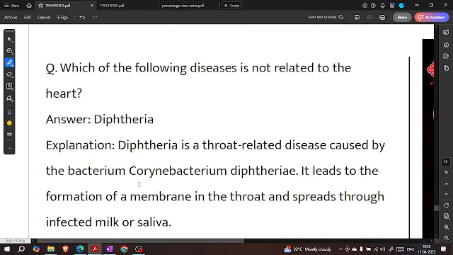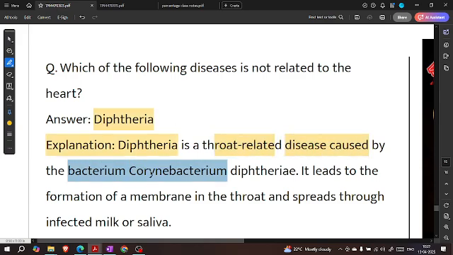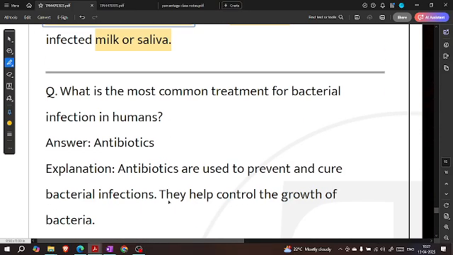Which of the following diseases is not related to the heart? Diphtheria. Diphtheria is a throat-related disease caused by the bacterium Corynebacterium diphtheriae. It leads to the formation of a membrane in the throat and spreads through infected milk or saliva.